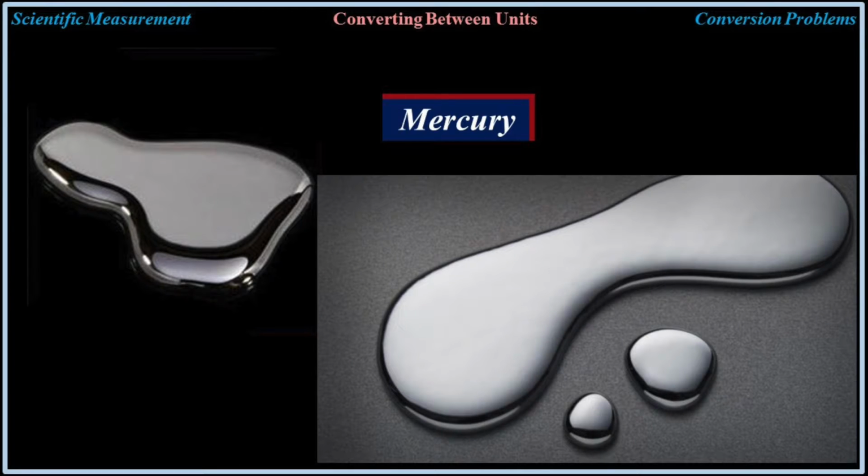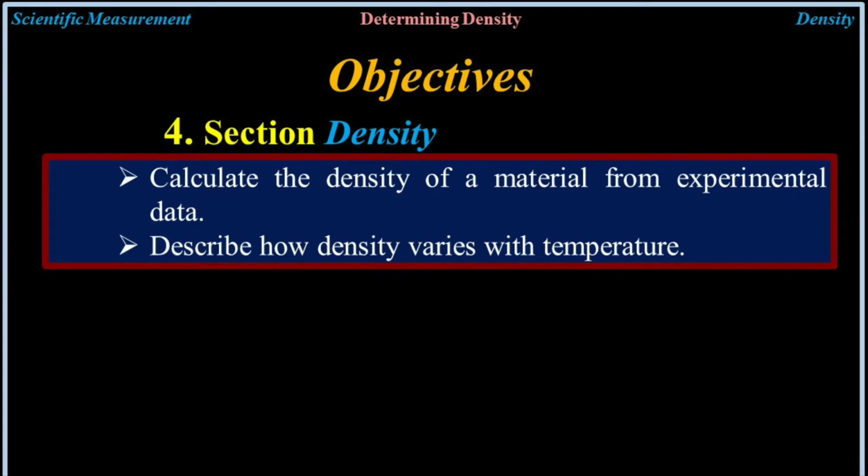This is mercury. It's a liquid metal. It has a very high density, even though it's a liquid at room temperature. It's a very shiny, metallic, silvery color.